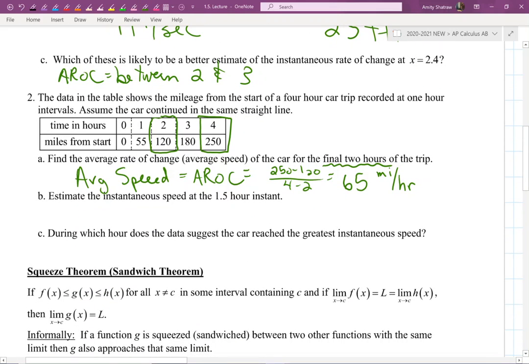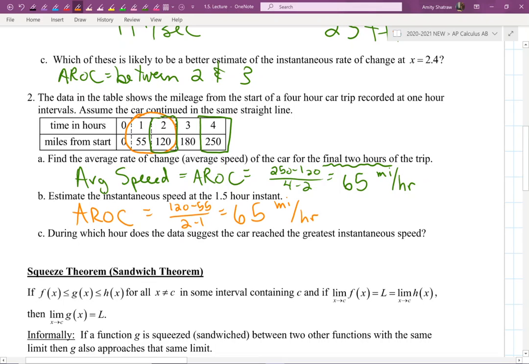So estimate the instantaneous speed at the 1.5 hour instant. And I'm going to say, well, in that case, maybe between hour 1 and hour 2 would be exactly halfway, right? 1.5 hours is in between those 2 points. So my AROC, my average rate of change between hour 1 and hour 2, is going to be, ready, 120 minus 55 over 2 minus 1. And so I end up with, again, 65 miles per hour.